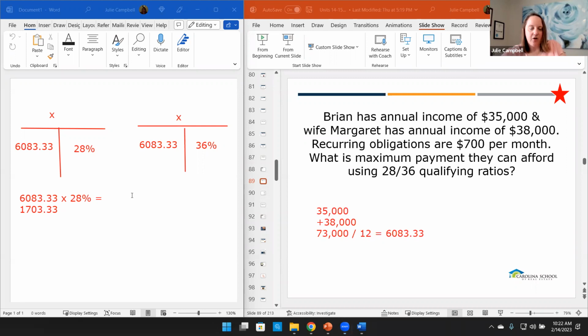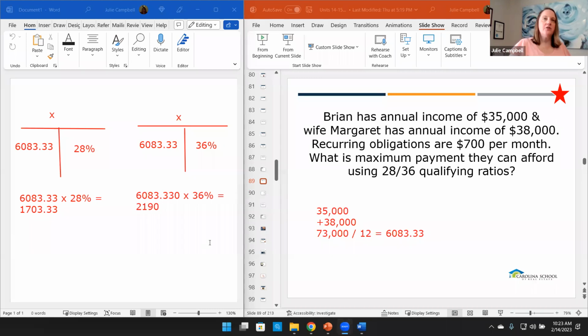Now we look at the second T-bar, and first we need to solve for X. So $6,083.33 times 36%. And remember, this 36% looks at housing expenses plus recurring debt. It looks at both pieces. And I get, I'm just going to round here, housing expenses plus recurring debt of $2,190.